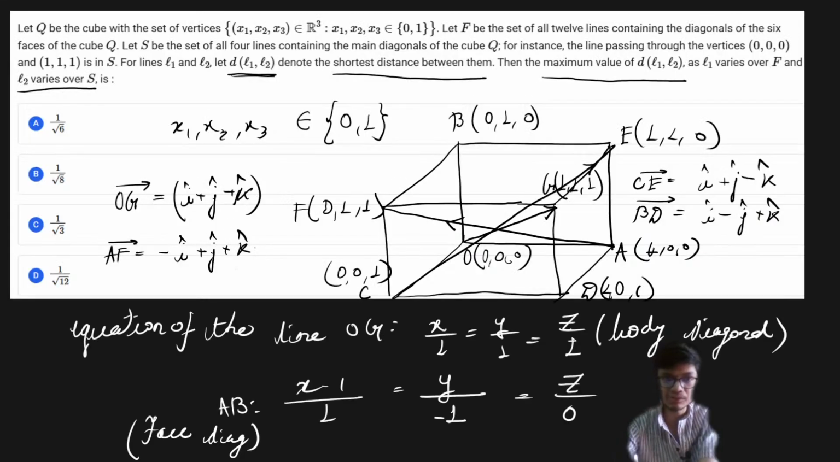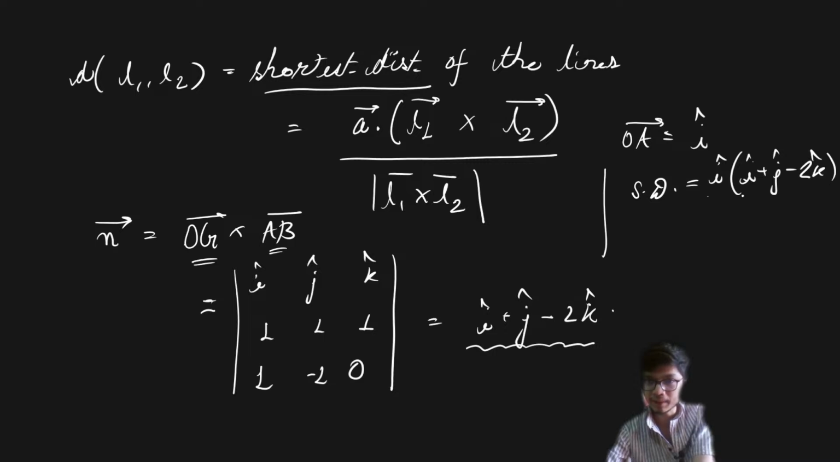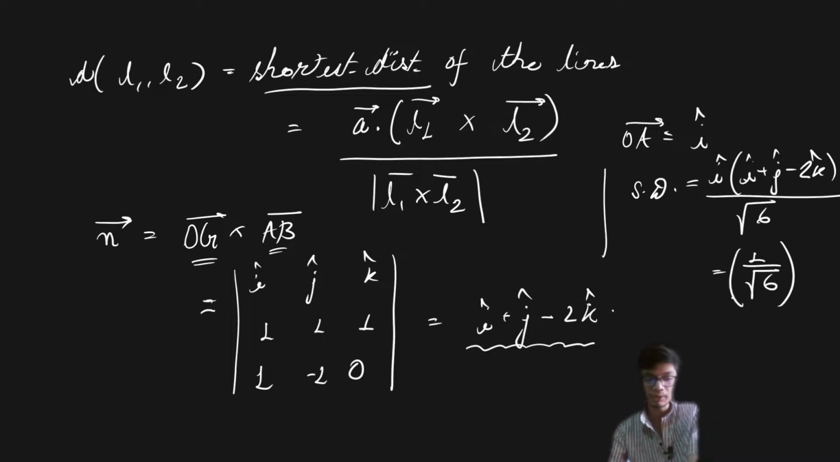Now I have to find the distance between the lines. So let us take any point on the line, and let us say I take a point A. The position vector of point A, that is OA vector, can be simply given as i cap. Therefore my shortest distance, or SD, will be basically equal to i cap dot (i cap plus j cap minus 2k cap), divided by the modulus of this particular vector, that is root 6. So if I do this product, it is going to come out as 1 upon root 6. So this is one of the distances.